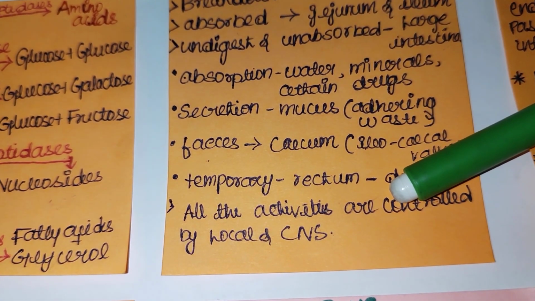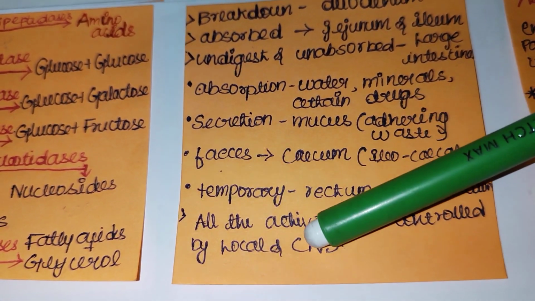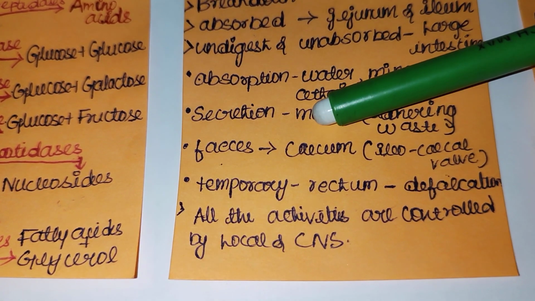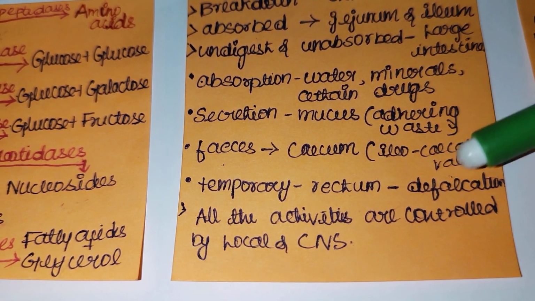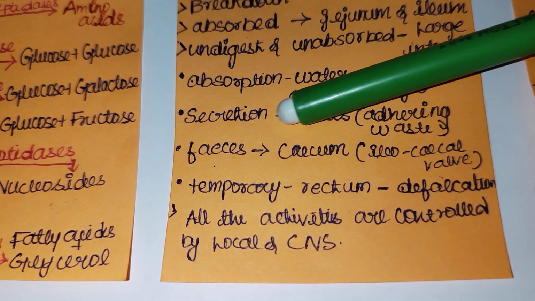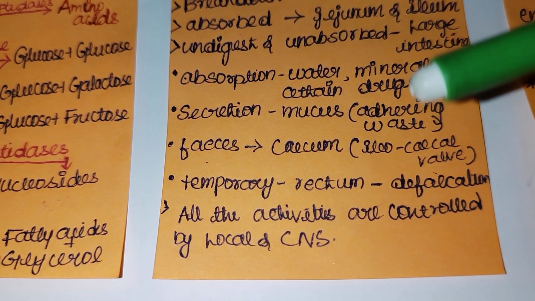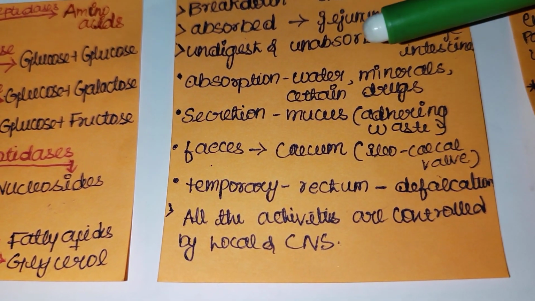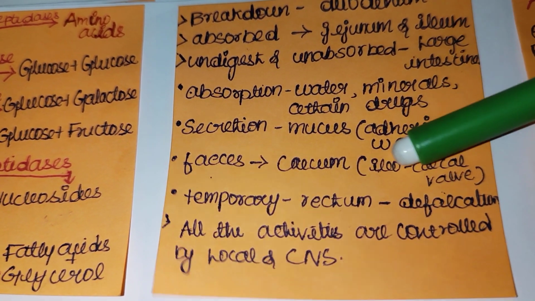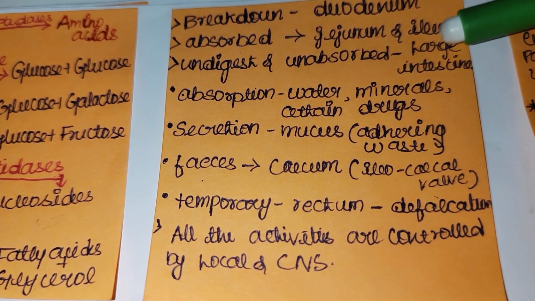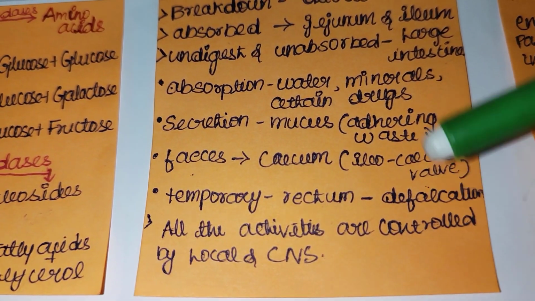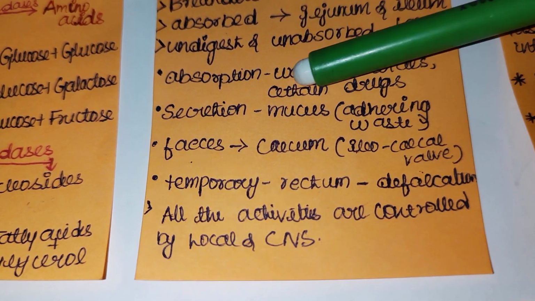So coming to the feces, what is this? This is the unabsorbed substance, which will be eliminated from our body. It will be stored in the cecum. We all know that the large intestine has three parts: cecum, colon and rectum. So it will stay in the cecum, and it comes from the ileum to the cecum through the ileocecal valve, because the ileum is the last part of the small intestine and the cecum is the start of the large intestine. Through the ileocecal valve, this unabsorbed material will pass.